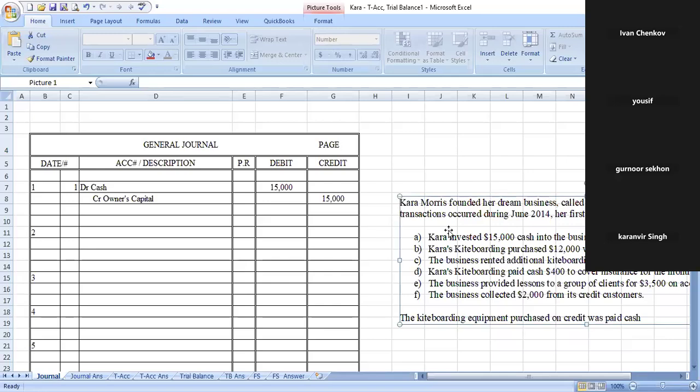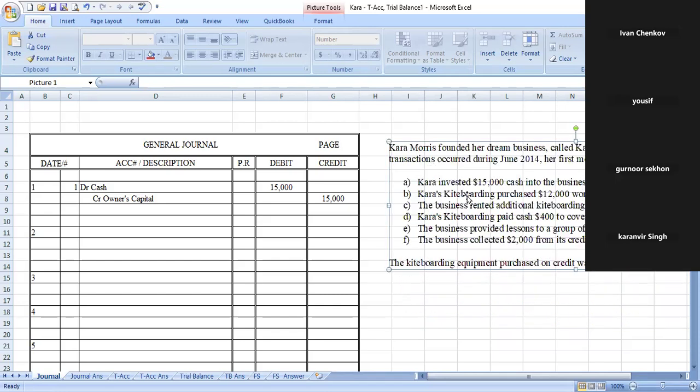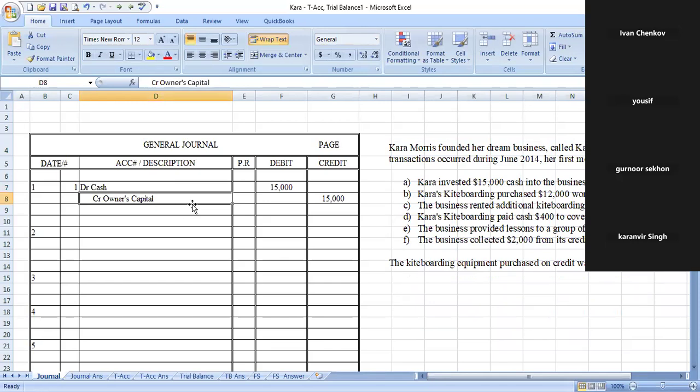So in the first transaction, what happened? She invested $15,000 cash. Debit cash, credit owner's capital. The second transaction is, let's erase this date. On the second transaction, she purchased equipment. Did she pay for the equipment?